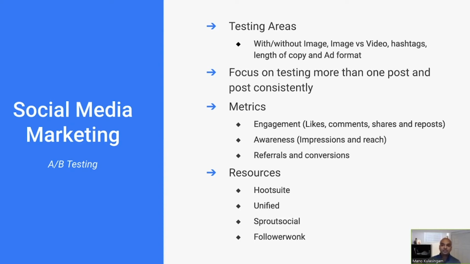In terms of metrics, engagement, likes, comments, shares, reposts, and awareness are key areas to pay attention to, and then referrals and conversions from there. So how that happens is also important. Resources-wise, Hootsuite or Sprout Social are key ones to help you with managing your social network marketing. And then Unified is a great one to help with the ad platform as well for social marketing.